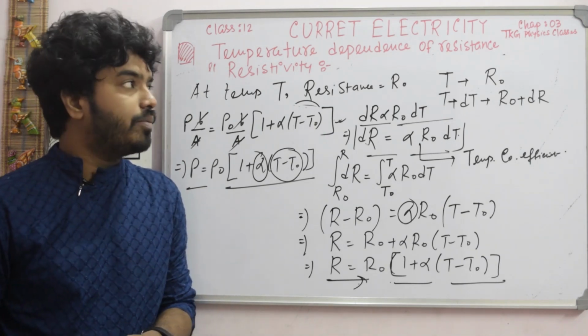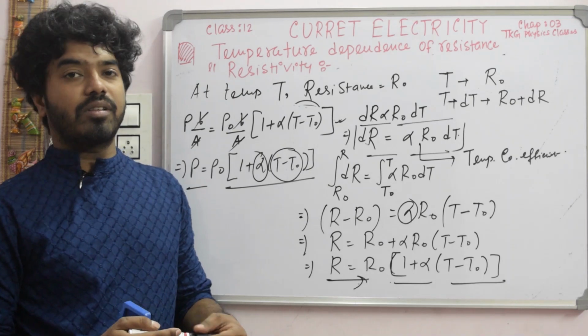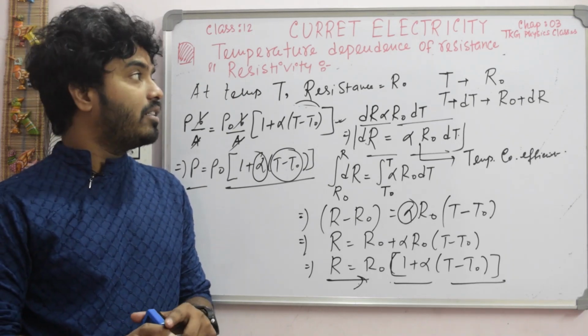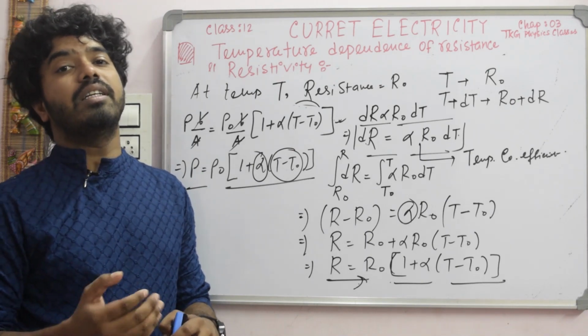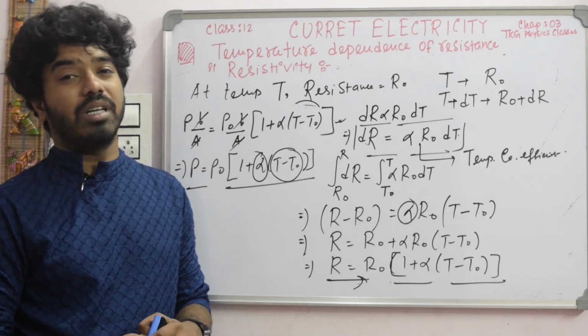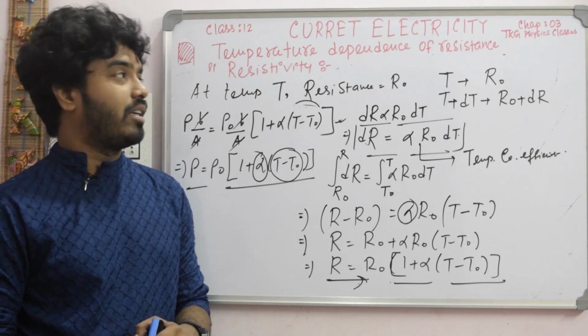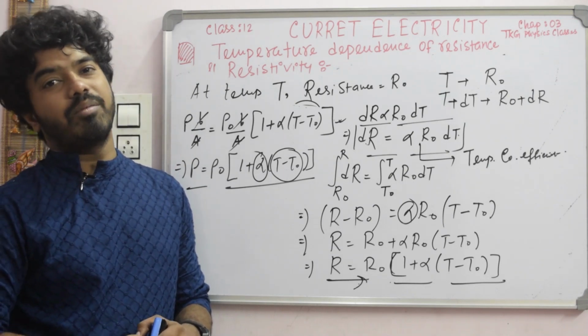I think this video is clear to all of you. In this video we basically learned how resistance and resistivity depend on the variation of temperature in the case of a conductor and in the case of a semiconductor.